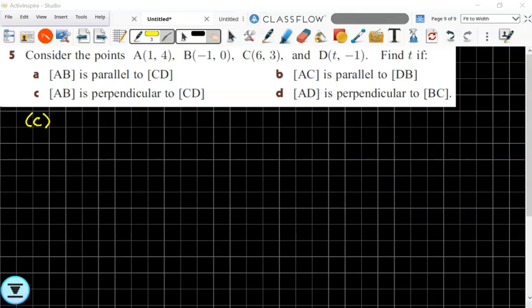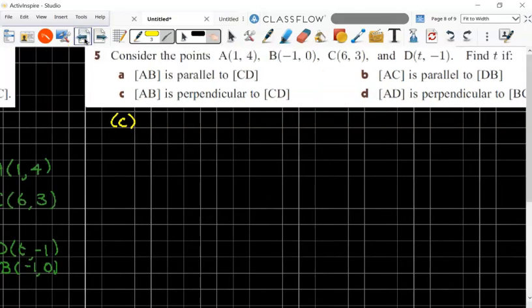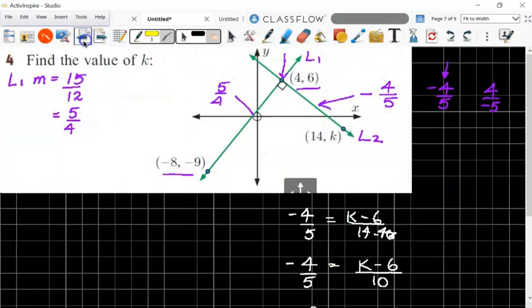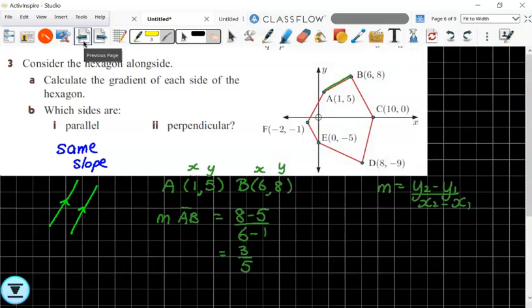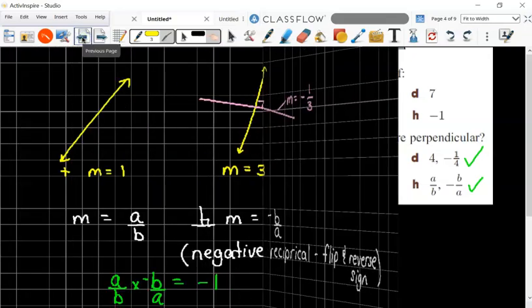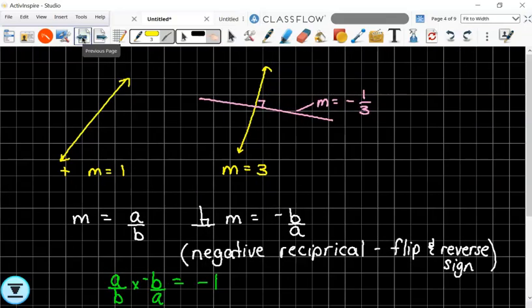Okay, so part C. AB is now not parallel anymore. It's perpendicular. How would you write that? Right, instead of saying the two slopes are equal, how do we go with what happens when they're perpendicular? I don't know if you remember, but way back, and even at the start of this lesson, we said that perpendicular slopes are negative reciprocals, so you flip and reverse the sign.